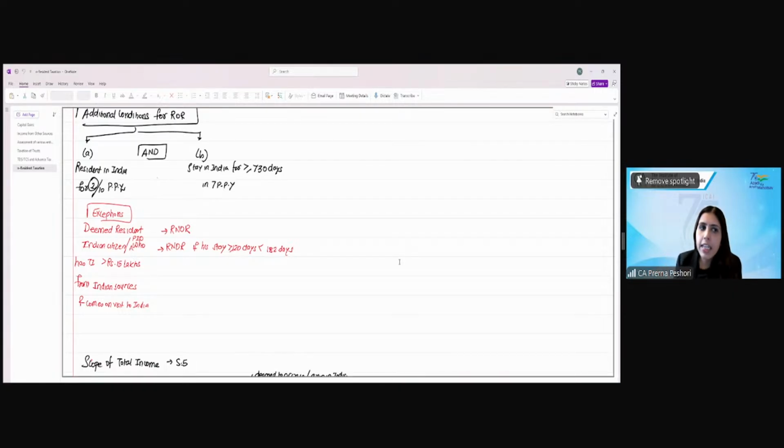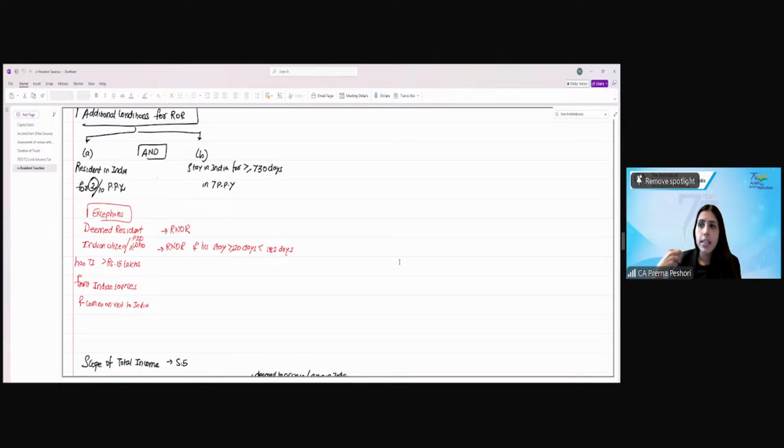only his Indian income should be considered as taxable, right? Income accruing, arising, received, deemed received, right? Now, when I'm saying that the deemed resident is always RNOR, in that case also his income accruing, arising, received, deemed to be received is only taxable. So what is the idea behind introducing the provision of the deemed resident? Are you getting my question?